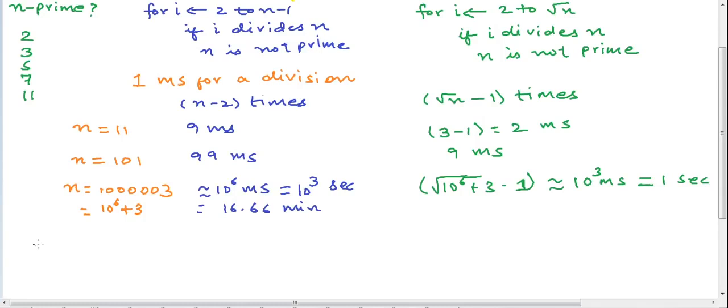Let's pick up a really higher value this time, an 11-digit prime number, which is equal to 10 to the power 10 plus 19, and this is a prime as well. So the loop will run exactly n minus 2 times. So Ram's program will take close to 10 to the power 10 milliseconds, which is equal to 10 to the power 7 seconds.